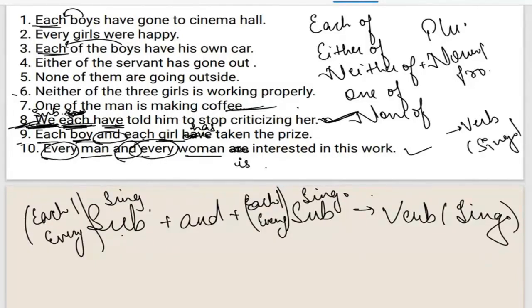Now in sentence number 7, one of has been used. So the noun used after it will always be plural. Man is singular and the plural of man is men.